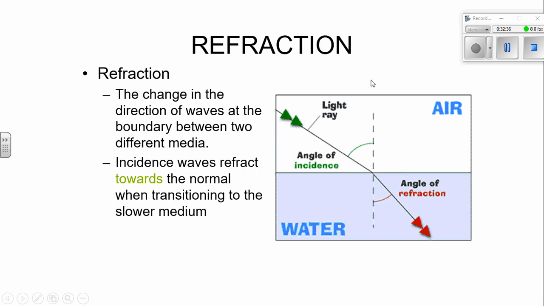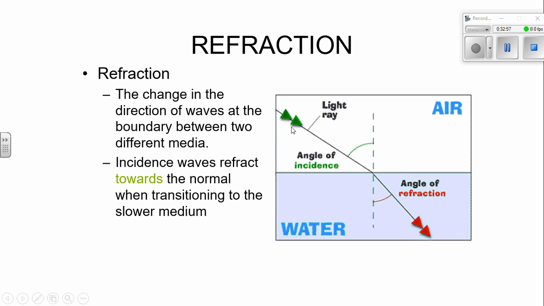Here is refraction. Refraction is different. Refraction occurs due to a speed change. So for example, when light goes from air into water, it will move slower in water than it does in air. And so it will bend towards the normal.